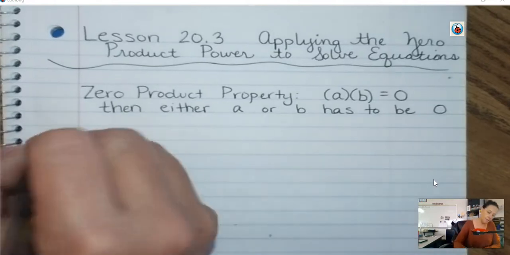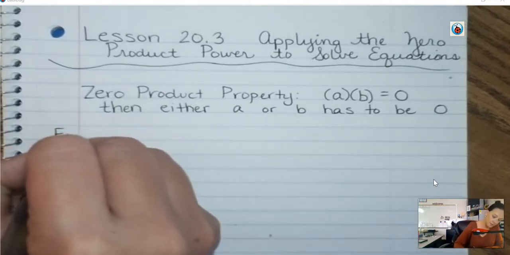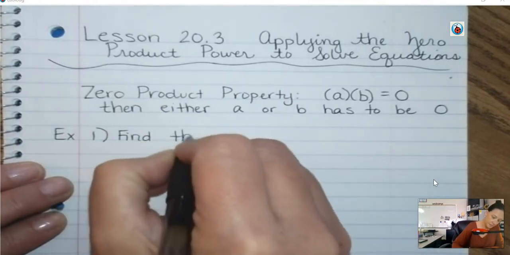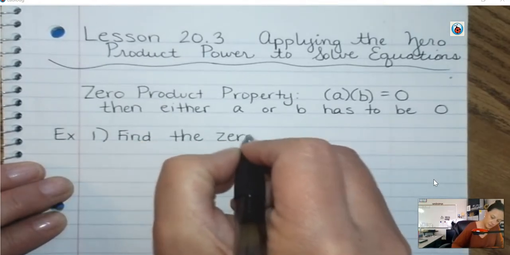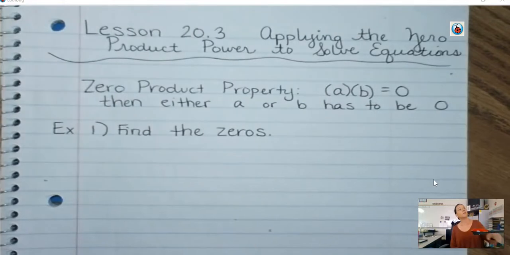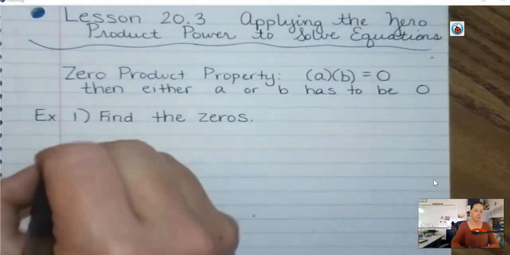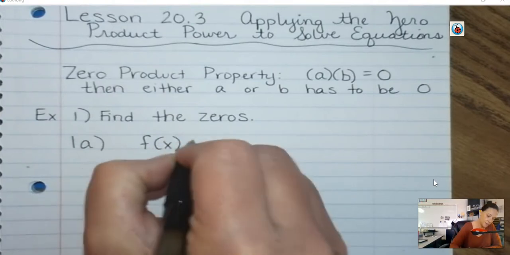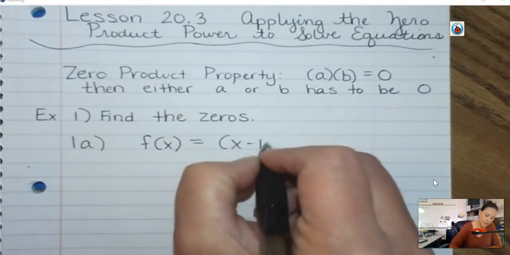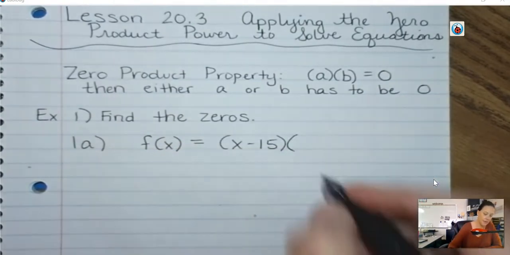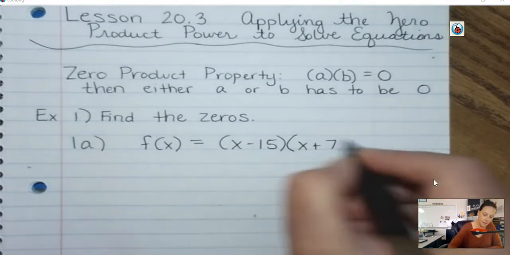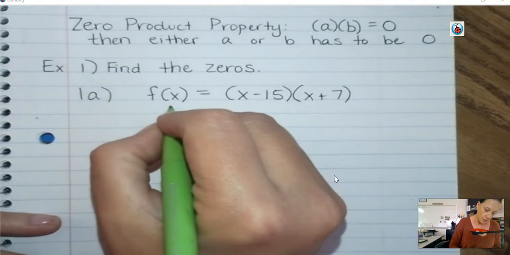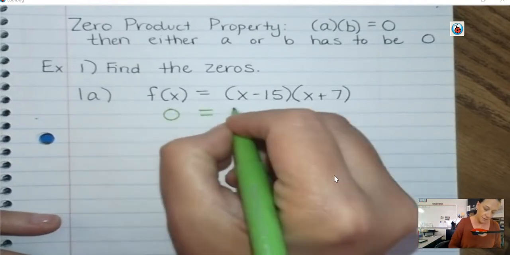Okay, example 1 is going to say find the zeros. Okay, 1a, f of x equals x minus 15 times x plus 7 equal to 0. So change f of x to be 0.